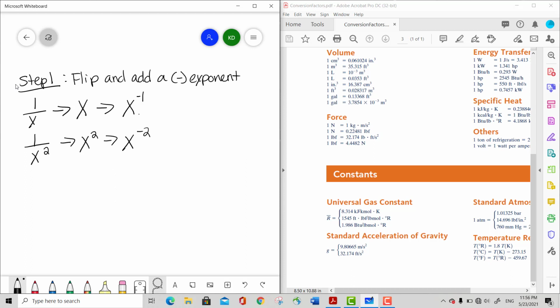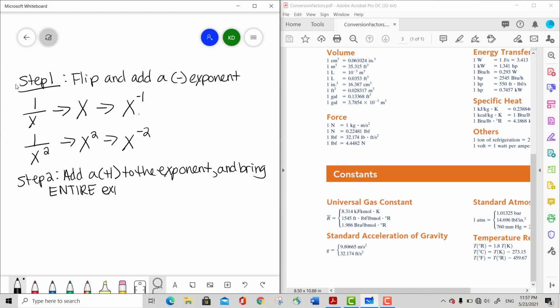Okay, and so then step 2 is to add a plus 1 to the exponent and bring the entire exponent down.